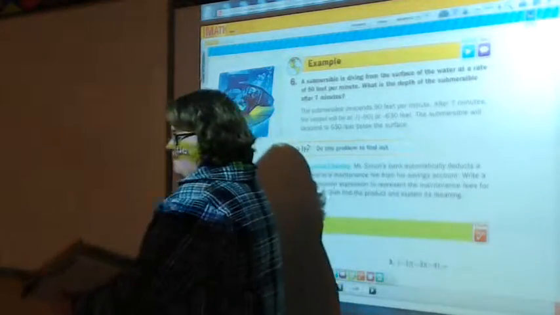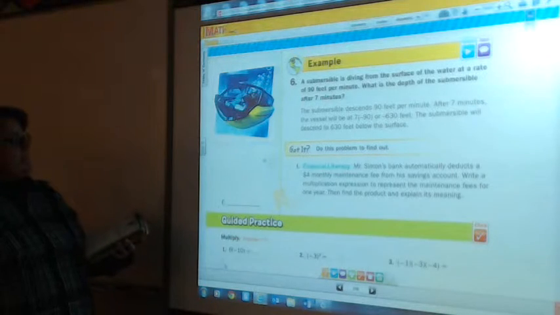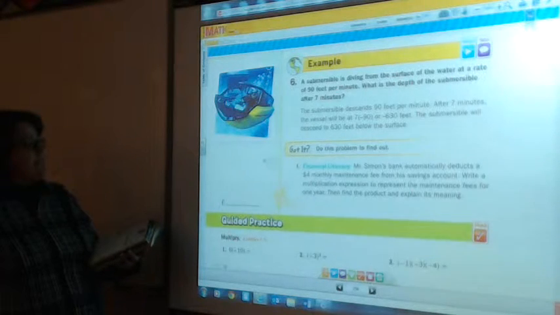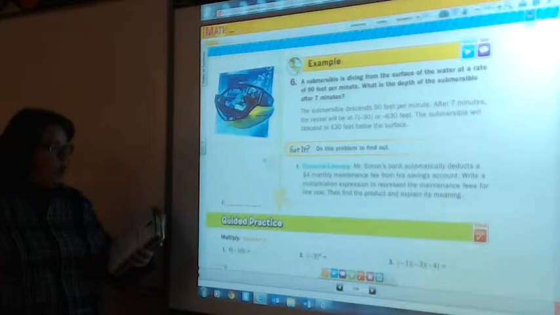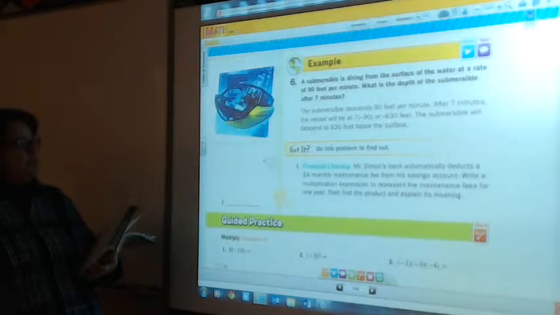Example 6 talks about a submarine, and it says that a submarine is diving from the surface of the water at a rate of 90 feet per minute. What's the depth of the submarine after 7 minutes? It says the submarine descends 90 feet per minute. After 7 minutes, the vessel will be at 7 times a negative 90. So because it's 7 minutes times 90 feet going down 90 feet per minute, it's negative 90 times 7, which is a negative 630 feet. So it will just descend 630 feet below the surface.